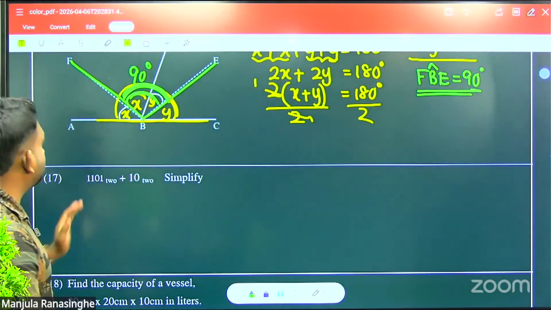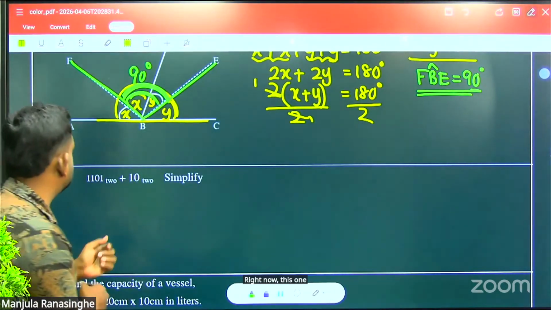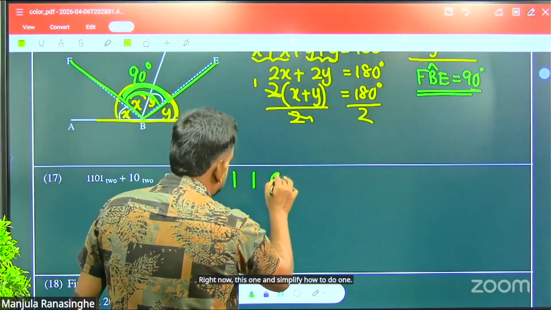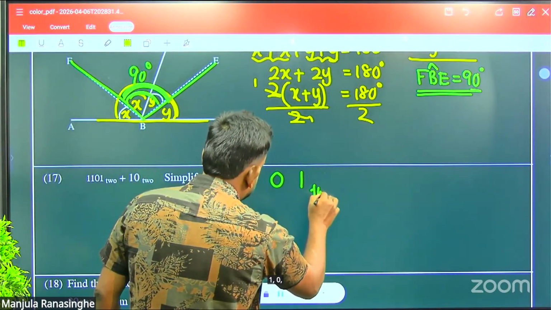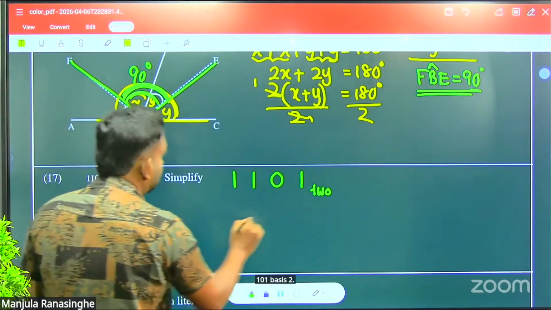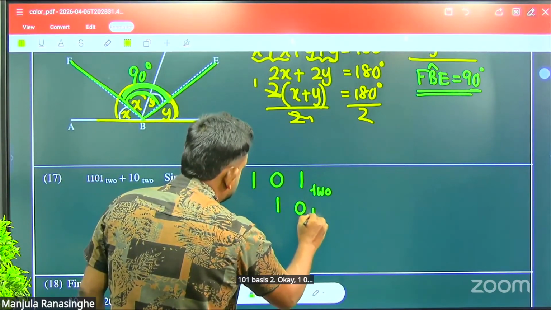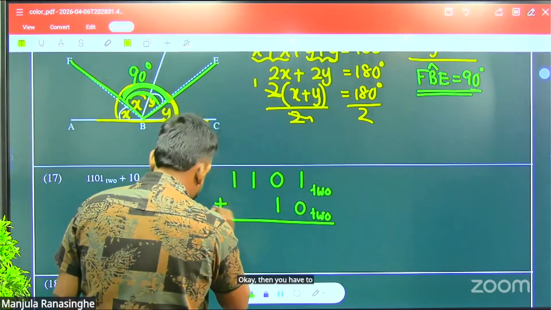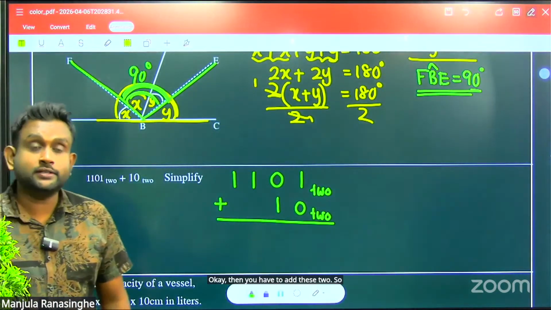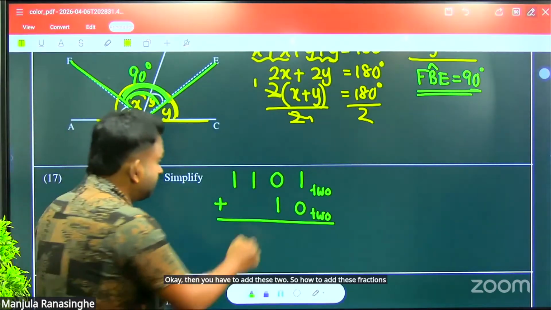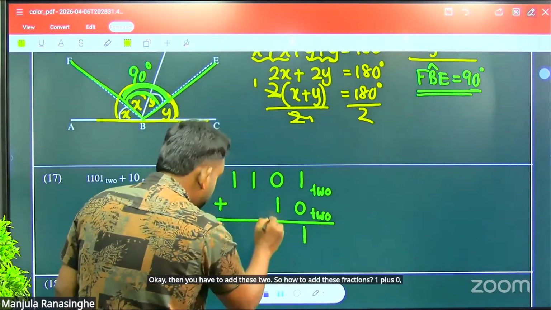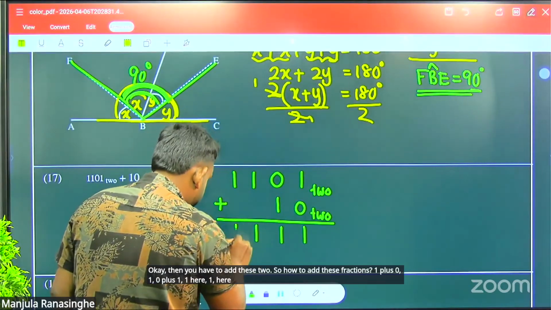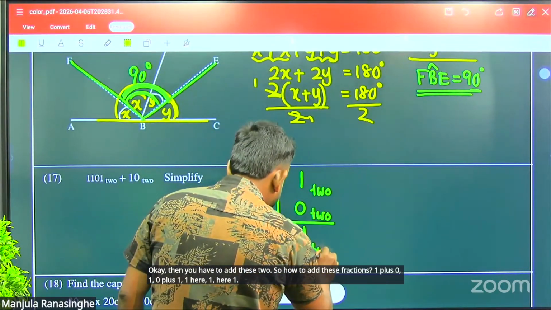Right. Now this one, add and simplify. How to do? 1, 1, 0, 1, base is 2. Okay. 1, 0, right, base 2. Then you have to add these two. So how to add these fractions? 1 plus 0, 1. 0 plus 1, 1. Here 1, here 1. So base is 2.